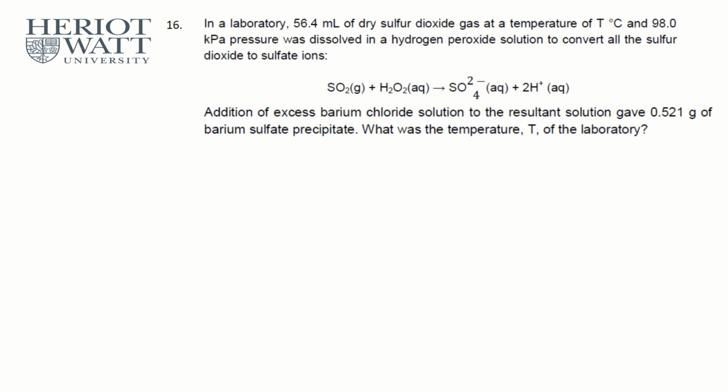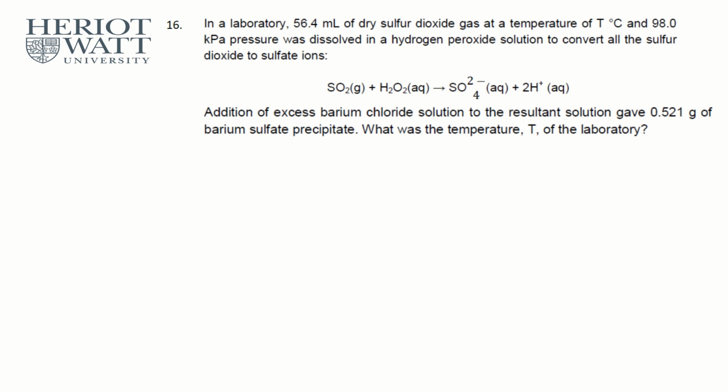All right, in the lab, 56.4 ml of dry sulfur dioxide gas at a temperature of T and 98 kilopascal pressure was dissolved in hydrogen peroxide solution, converting all the sulfur dioxide into sulfate ions. Now, sometimes it may be confusing when you look at long questions, because too many compounds are involved, and sometimes they use terms that you have never heard before. It doesn't matter. The most important thing is, in this case, they can be complicated, but they give you the equations, right? So the mole ratio is important, the balanced equations, and then you can get whatever you want at the end.